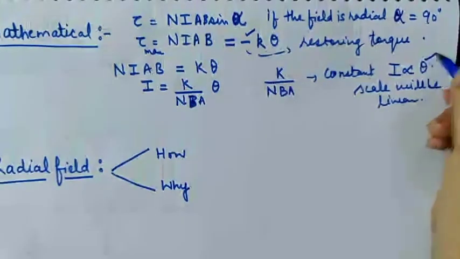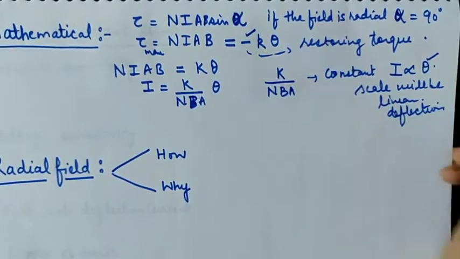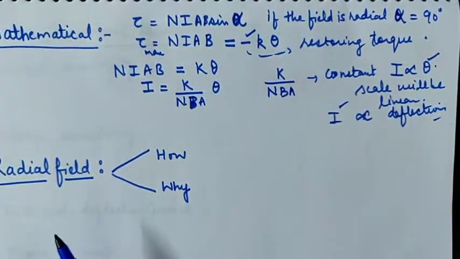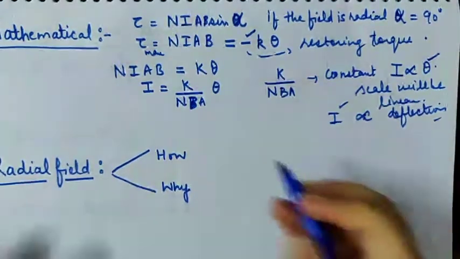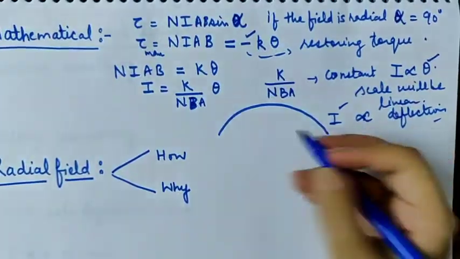So theta, generally meaning the deflection. So current is directly proportional to deflection. More the current, more will be the deflection. So we can make the scale linear. So what does the scale of a galvanometer exactly look like?